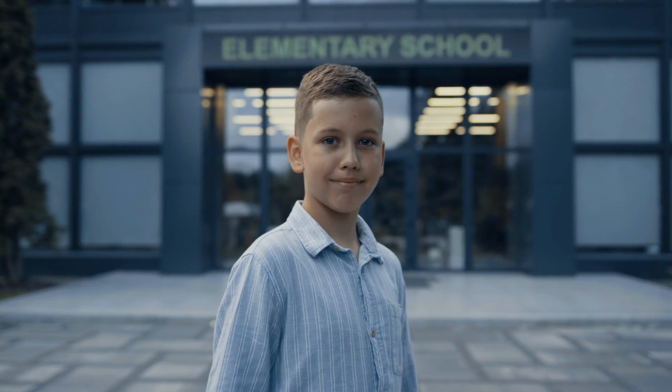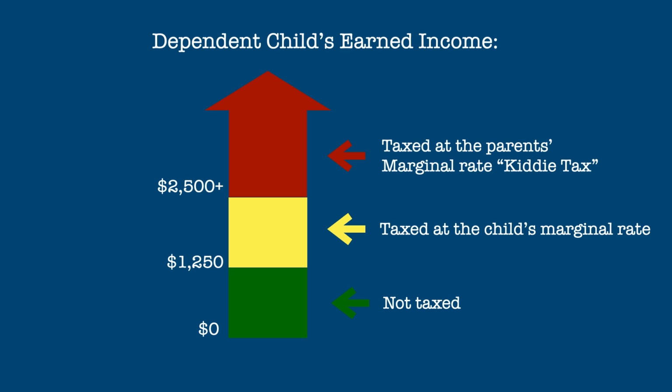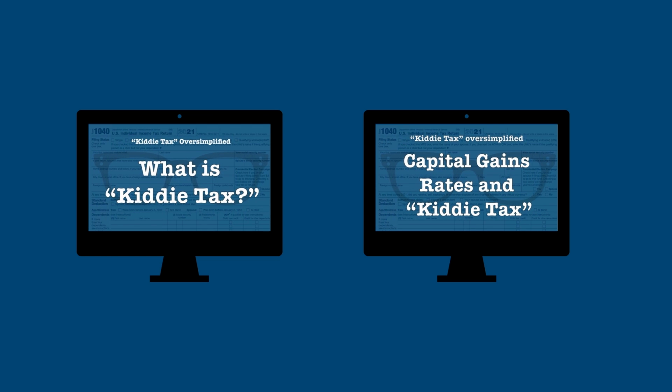For dependent children under age 19, or age 23 for a full-time student, excessive unearned income can result in Kiddie Tax, where their excess unearned income is taxed at the parent's marginal income tax rate. Kiddie Tax is oversimplified in 2 videos on this channel, which should show up in a playlist in the upper right corner of the screen, or you'll find links in the description below.